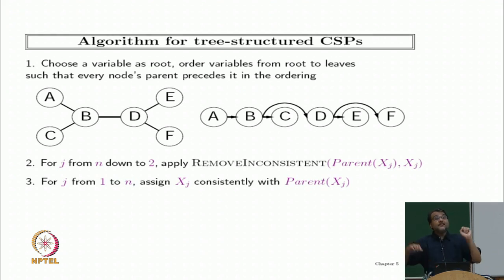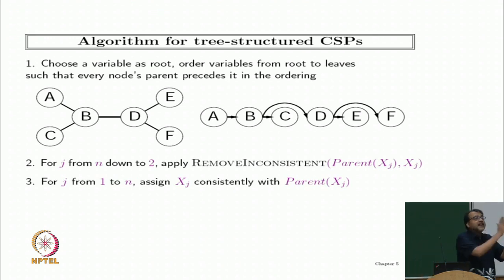If there is a value of D for which no value of E exists, I remove that value from D. And similarly I check D to F, and if for some value of D I do not have a value of F, I remove that value of D. So if I have any value of D remaining, what can I do? I can simply assign it to D. And if I assign it to D based on arc consistency, I know that there is some value of E for it and there is some value of F for it. So that means I will be able to solve my CSP.